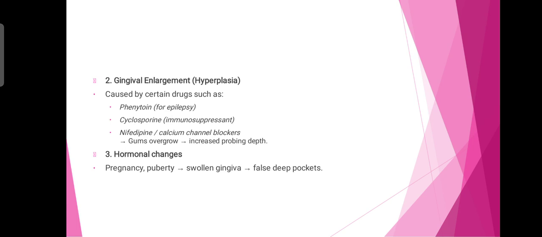And gingival enlargement, that is hyperplasia of the gums, is actually caused by drugs such as phenytoin, which is used for epilepsy, cyclosporin, which is an immunosuppressant, and nifedipine, a calcium channel blocker, which is given to heart patients. The gums overgrow, and thus the probing depth is increased. Probing depth can also be increased due to pregnancy and puberty. They form false deep pockets.